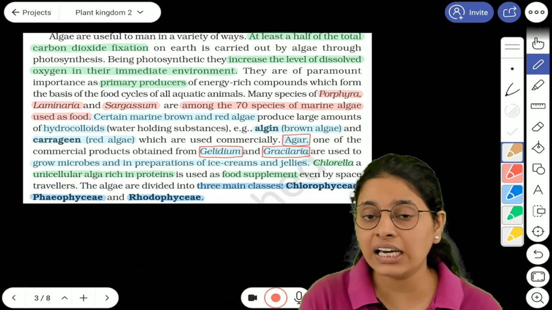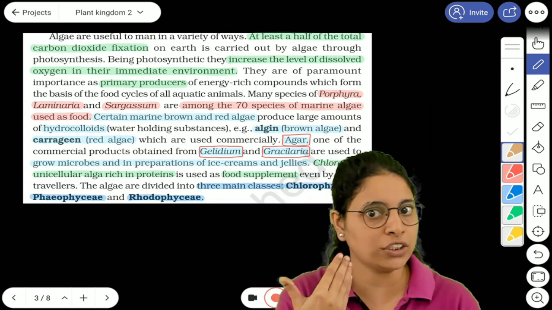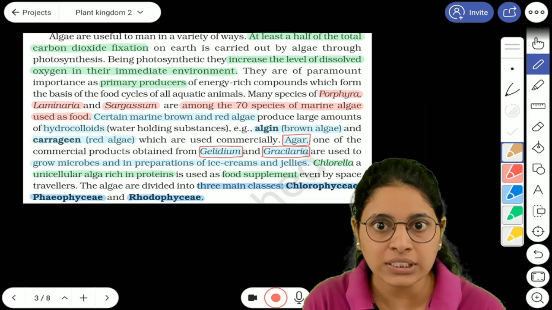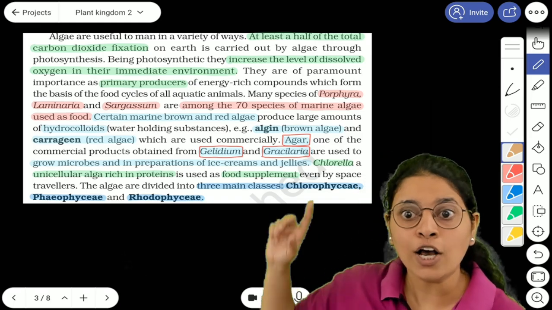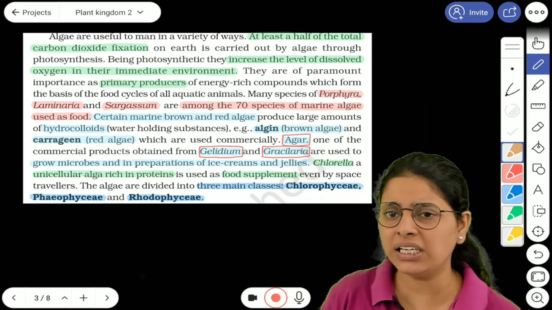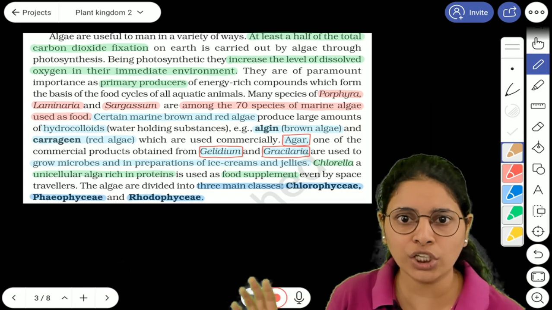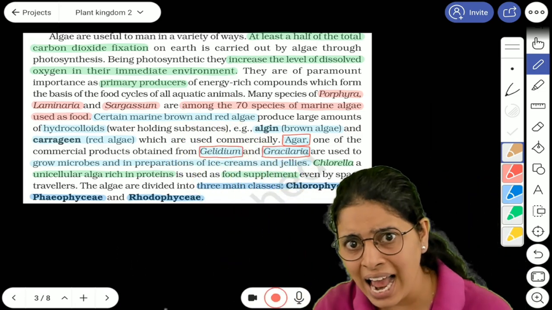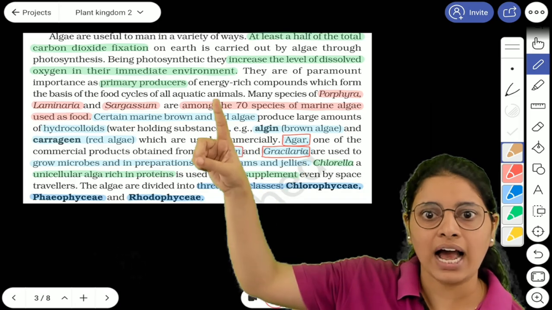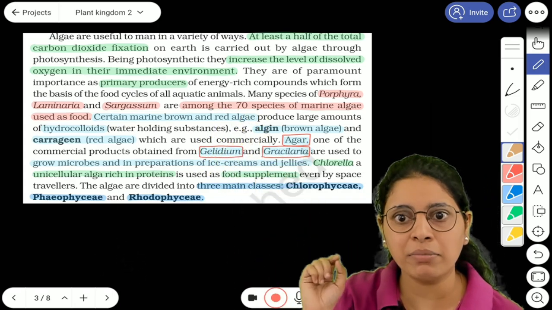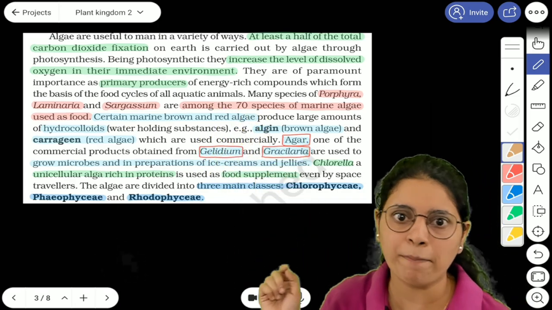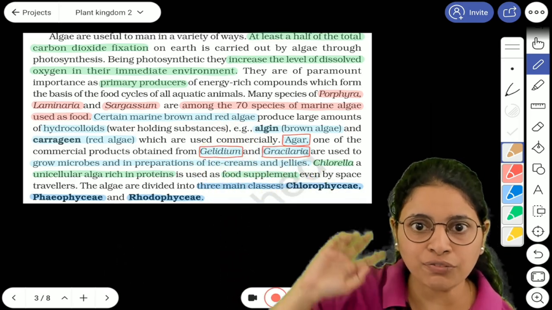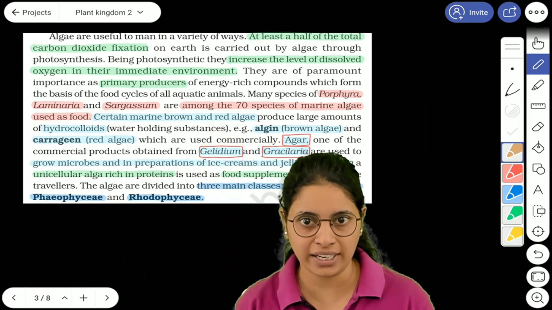And as they are photosynthetic, they can produce their own food; they produce glucose and other sugars, right? So they are of paramount, meaning immense, importance as primary producers. As they are photosynthetic, they are primary producers of energy-rich compounds, and that is why they form the basis of food cycles.